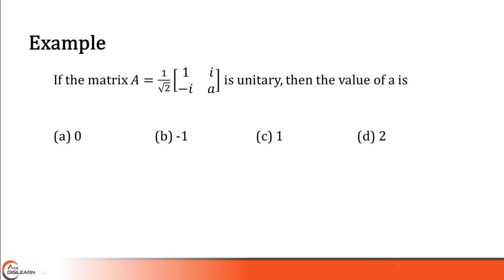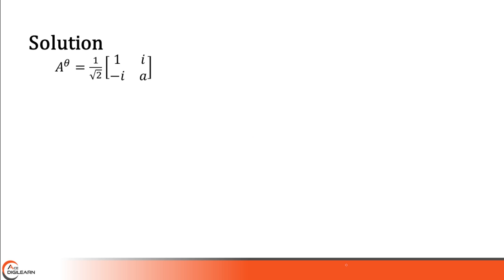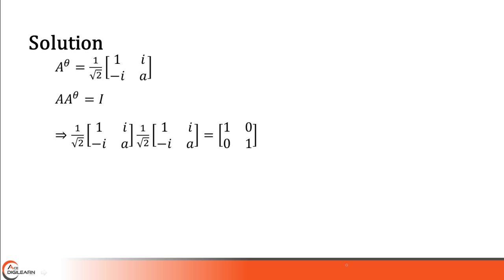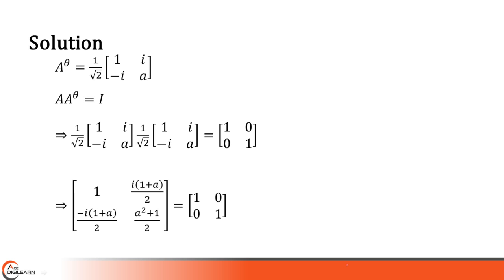Given a matrix of order 2 by 2 is unitary, we need to find the value of A. Let us see the solution. Given matrix is unitary, so A A power theta will be equal to I. So multiplying A and A power theta, equating it to the identity matrix, on simplification we get A equals minus 1.